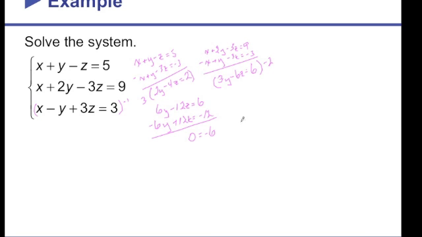That appears to me that there is no solution because I ended up with a false statement. So this would be no solution.